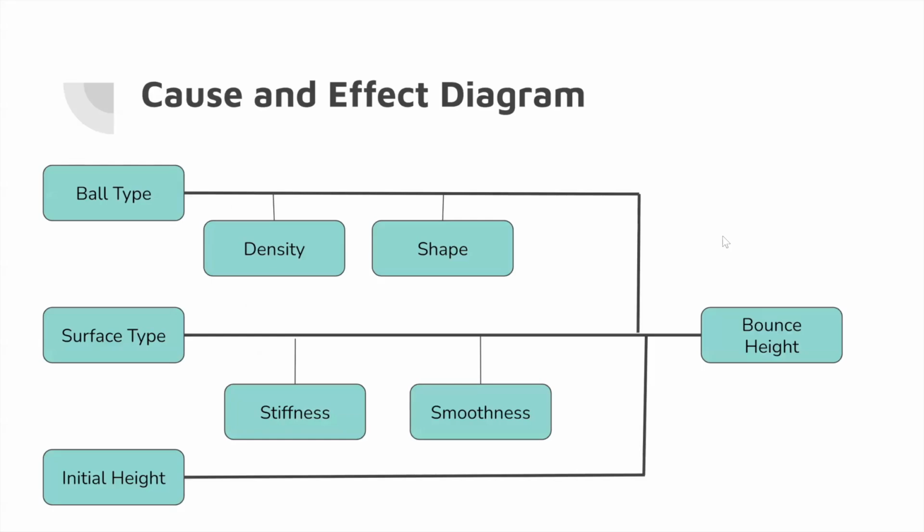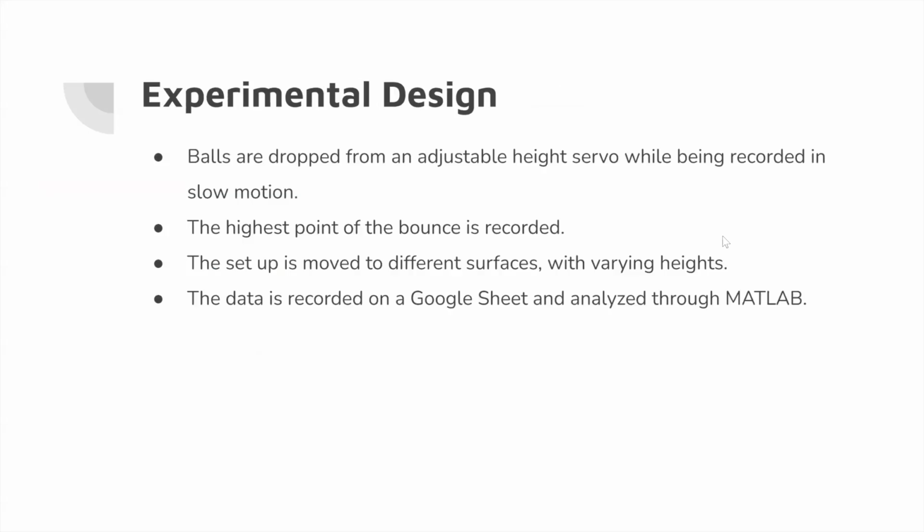This is our cause and effect diagram, a bit self-explanatory. As you can see, all the different factors go into bounce height. Next slide. This will be expanded upon a little later, but the balls are dropped from an adjustable servo, which we hope will reduce error.